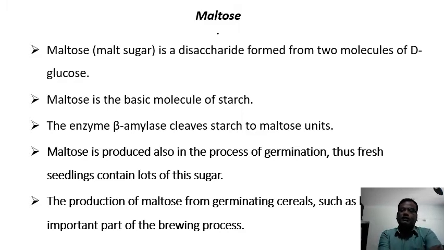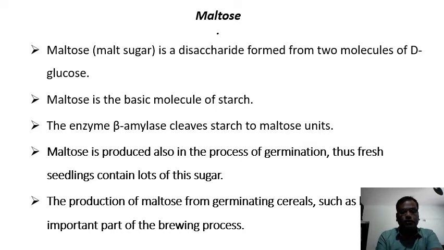So beta amylase is present in saliva and also in the intestinal juice and pancreatic juice, which is secreted into the intestine. So they act on the starch, and when the starch is broken down, it is going to yield maltose, and this maltose is further going to be broken down by the maltase enzyme into glucose and glucose, and this glucose can be used by the cells to produce energy.